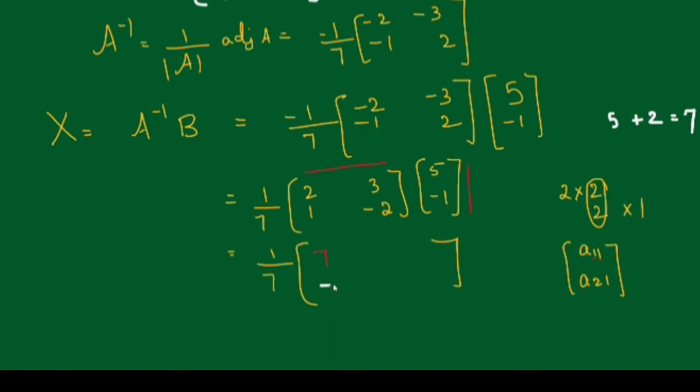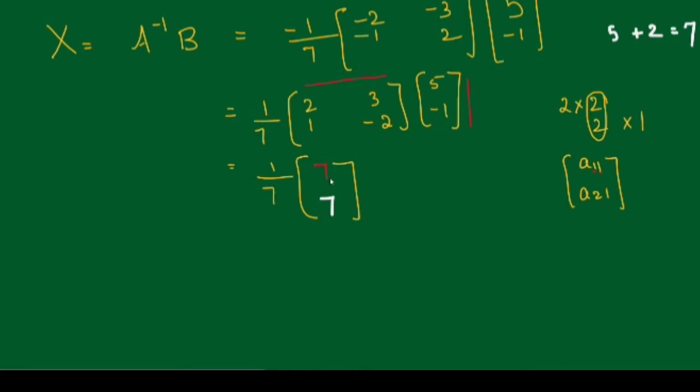So this is 7. You have one constant 7 outside. So divide by 7. So this is your X. So X is 7 by 7. That is 1. And Y is also 7 by 7. That is also equal to 1. X is equal to 1. X is 1 and Y is also equal to 1.